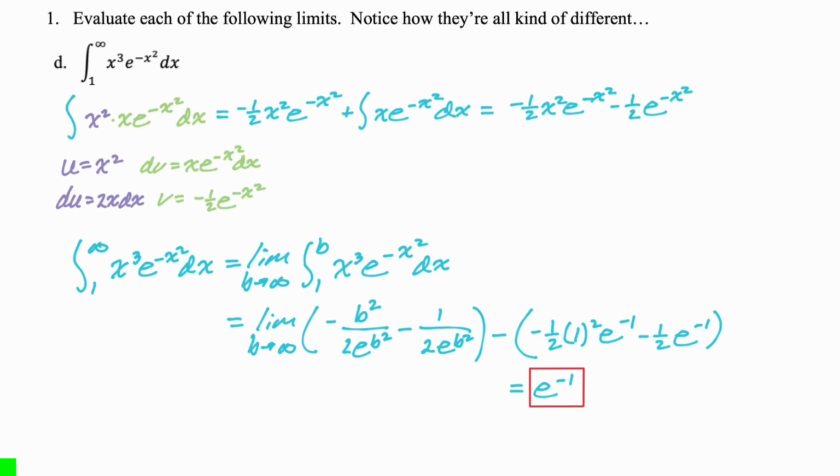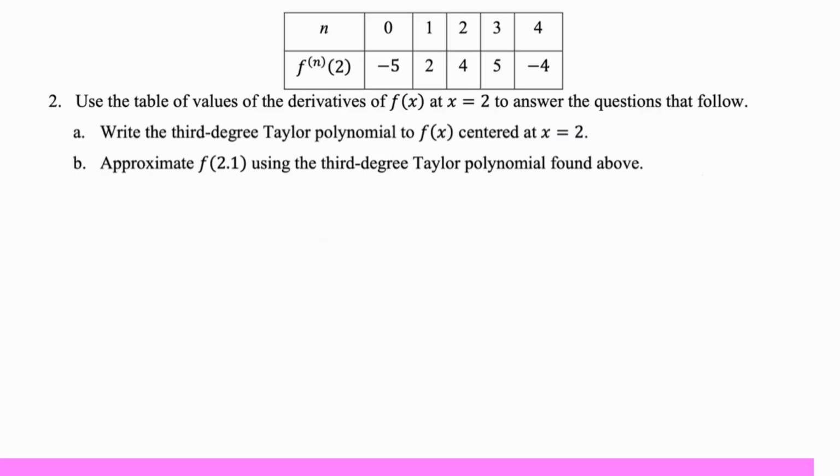So that's 4 different ways that limits will come up. And there's even more than that. But just do a couple practice problems, you'll be okay. Let's look at the next one.